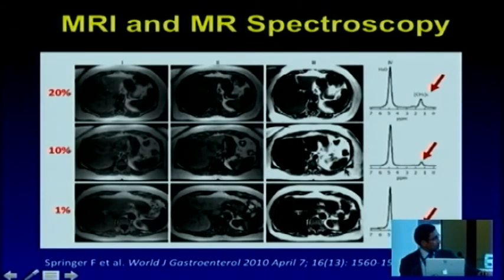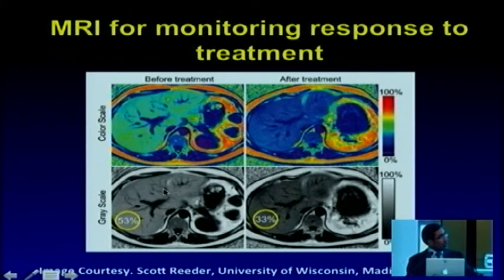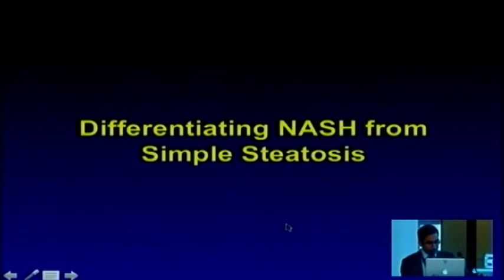And this is another study showing the correlation between MRI and MR spectroscopy. This is the estimation of fat fraction, and this is MR spectroscopy showing the correlation is quite accurate. And notice that this is a very small peak in a normal patient having less than 1% fat. MRI can also be used for monitoring response to the treatment. And here's a patient who before treatment had 53% fat fraction and improved to 33% after treatment.